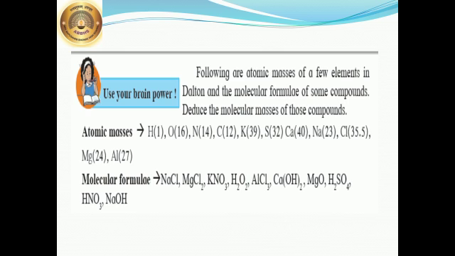For example, sodium chloride. What is the atomic mass of sodium? 23. What is the atomic mass of chlorine? 35.5. So sodium chloride will be 23 plus 35.5. Okay. Now I will be sending you a worksheet where all these things will be calculated and given to you, and you will also learn to do it on your own.